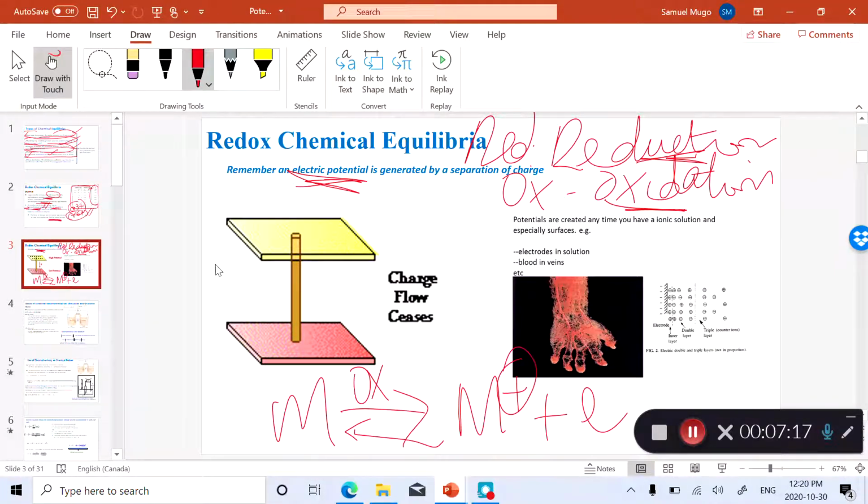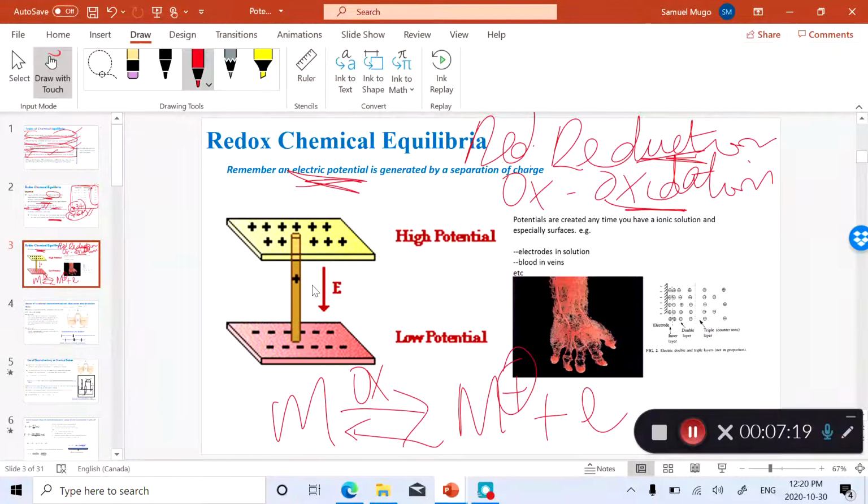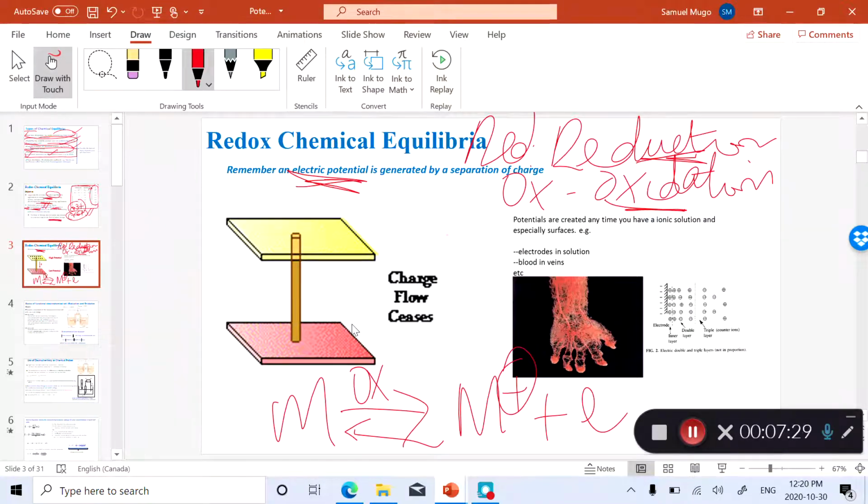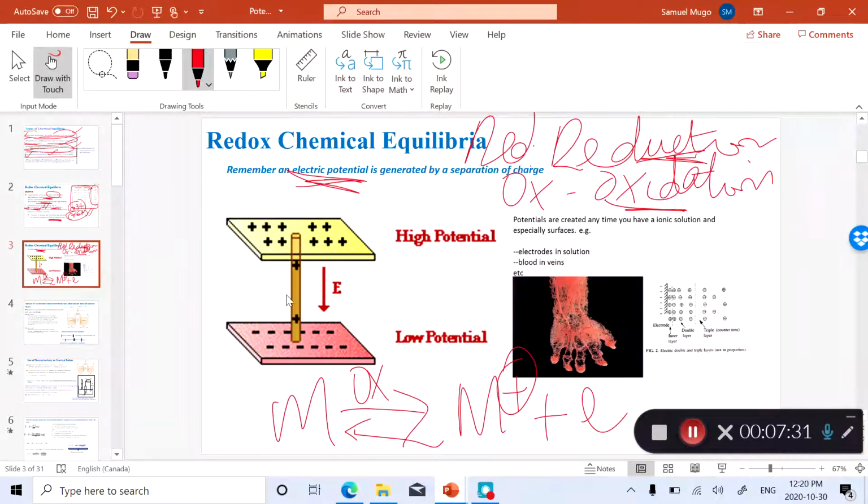Now, you can generate a voltage, and this is important. You can generate a voltage anytime you've got a charge separation. So anytime I've got polarization of a molecule, then I can generate a potential difference or a voltage. I'll give you an example.